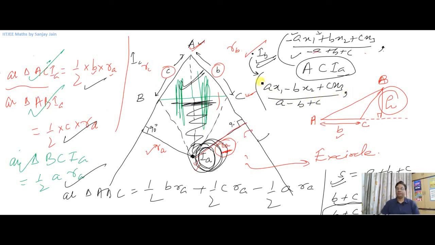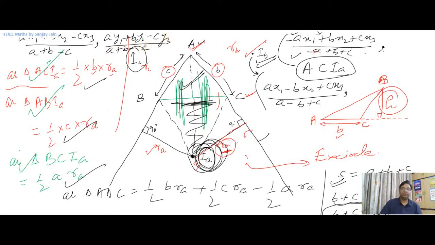Similarly, I can write the y coordinate, and in a similar manner I can write the coordinates of this x center. So let me tell you the coordinates of this x center: ax1 plus bx2 minus cx3 divided by a plus b minus c. And what will be the y coordinate? ay1 plus by2 minus cy3 divided by a plus b minus c. So this x center has got these coordinates, right? I hope these will be very easy for you to memorize.